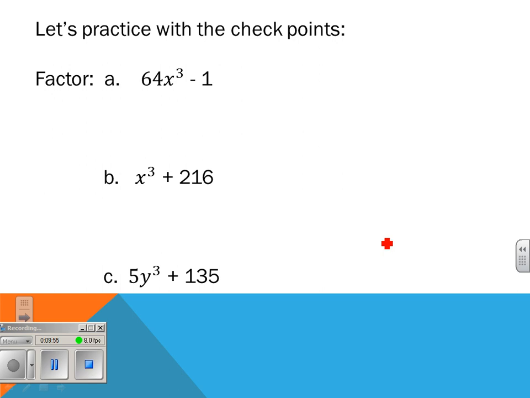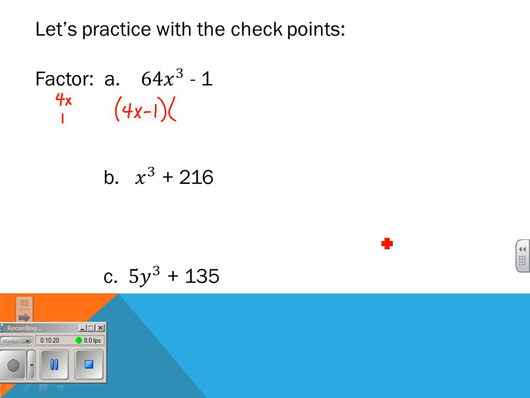64x cubed would be 4x times 4x times 4x. I'm going to write that off to the side so that we remember what our cubed roots of those pieces are. And then, of course, the cubed root of 1 is 1. So using your pattern, this one is a difference of cubes. So your first term is going to be 4x minus 1.